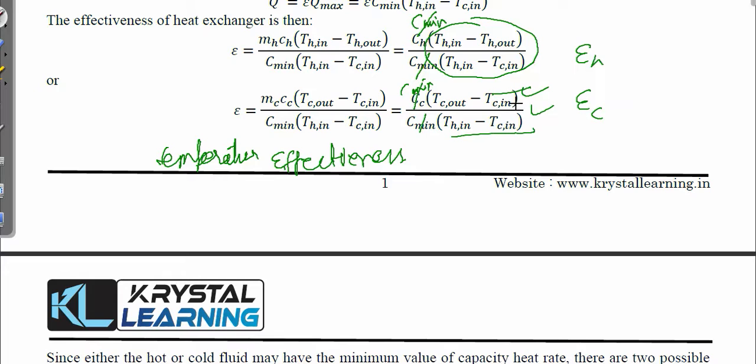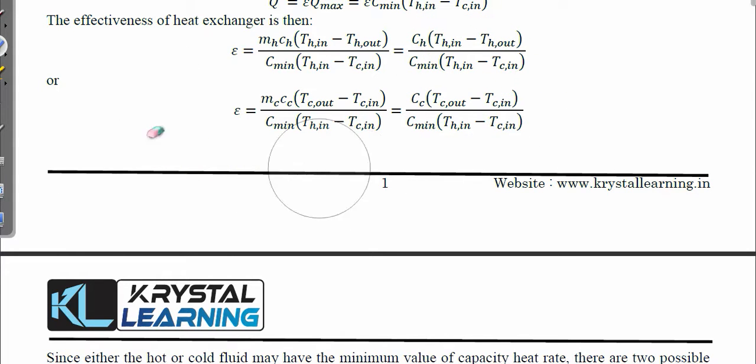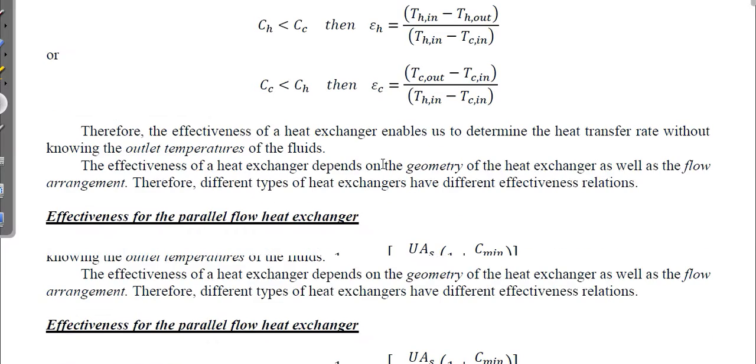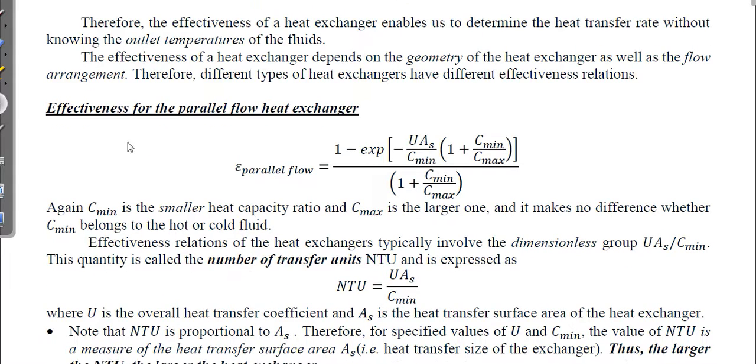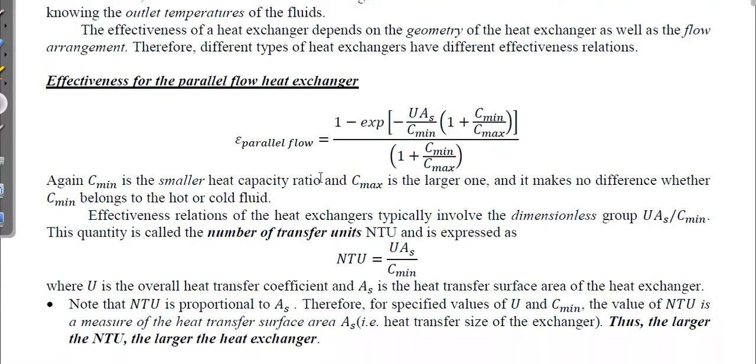We see there is a maximum limit of this EH and EC depending upon the temperature conditions. It can't be infinite; there is a limit up to which the value can reach depending upon these temperature values. So it can be given by EH or EC. The effectiveness of a parallel flow heat exchanger is given by this equation. In the theory lecture we will see the derivation, but here we assume that this is the effectiveness of the parallel flow condition.